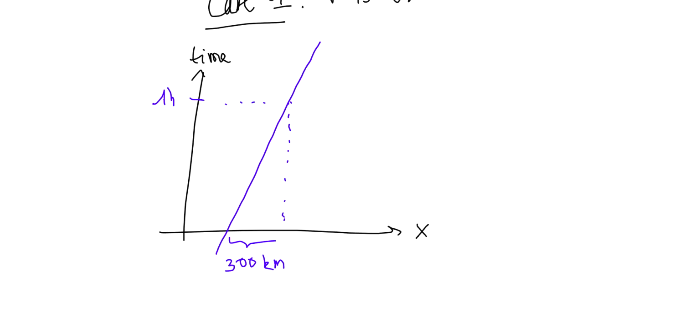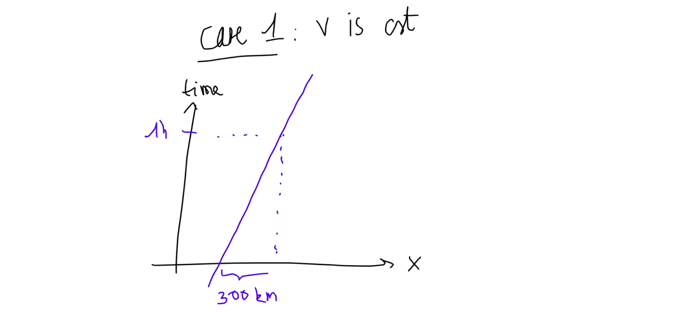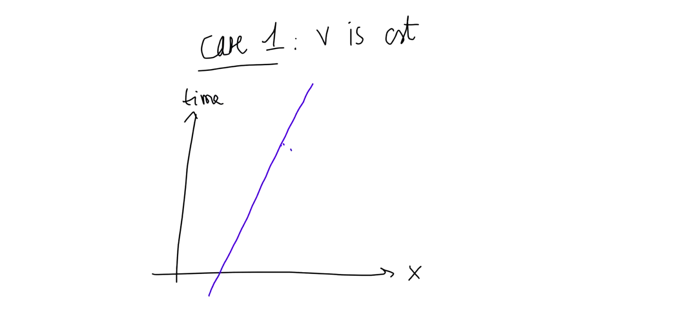That's just an example, and we're far from relativistic speed, but okay. That's what the world line of an object going at constant speed in space-time would look like. And the slope of this curve is 1 over v, the constant velocity.